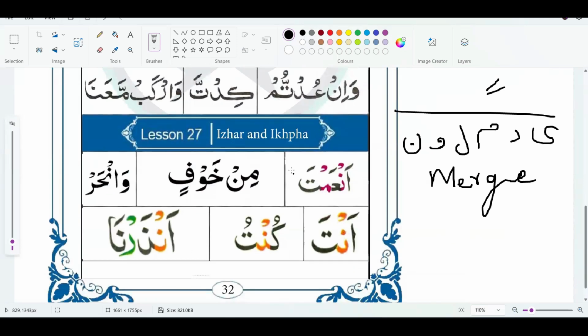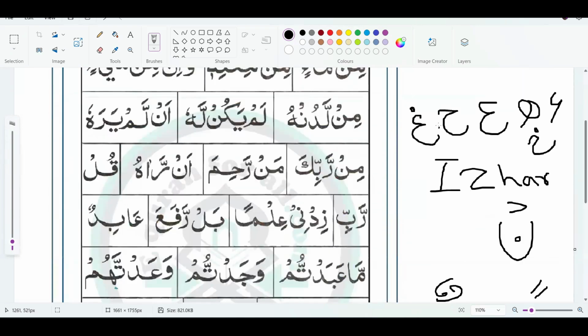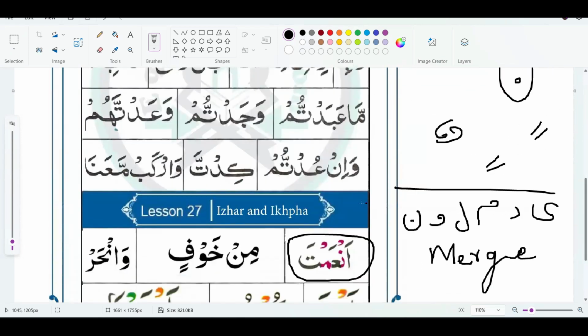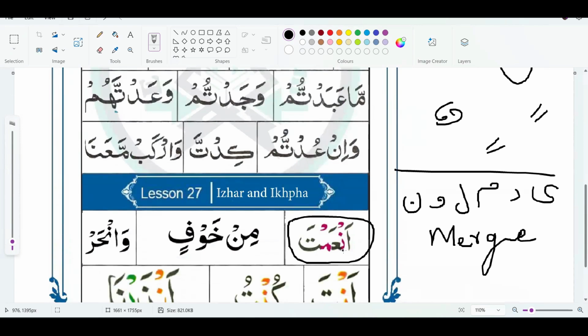Now see here. In this word, we have Noon Sakin, and after the Noon Sakin, we have Ain. Ain is one of the throat letters. So here we do Izhar. Izhar means we read clearly, so we don't do Gunna here. We read An, Am, Ta. We don't read with Gunna, if you do Gunna here, it will be wrong. You have to read very clearly, like Anamta. That's it. Do you understand?